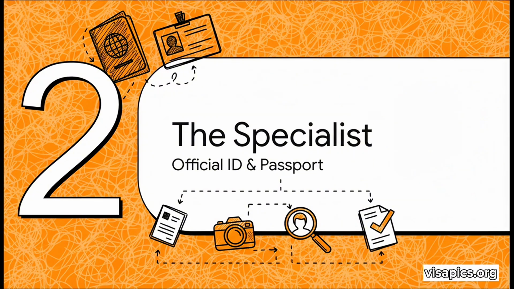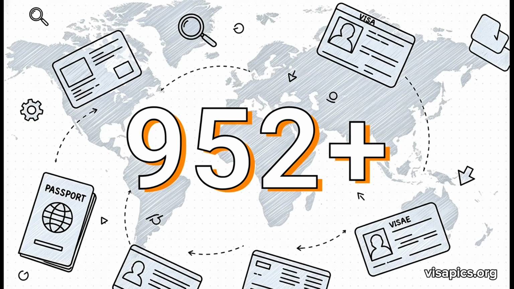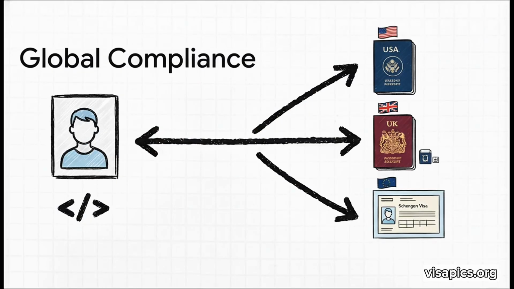But beyond all that, the API has this one incredibly powerful specialized function that honestly sets it apart from everything else: processing official government ID photos. Get this. The API has built-in specs for over 950 official document types. That's not a typo, 950. We're talking passports, visas, and ID cards. And it covers the super specific requirements for 172 different countries. That's insane. So what does that actually mean for you?